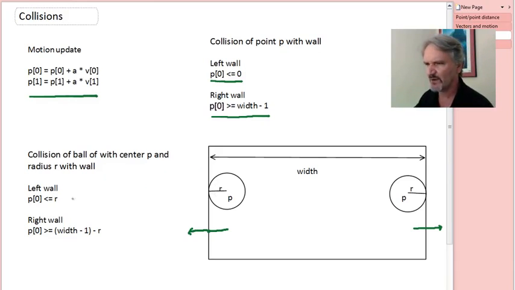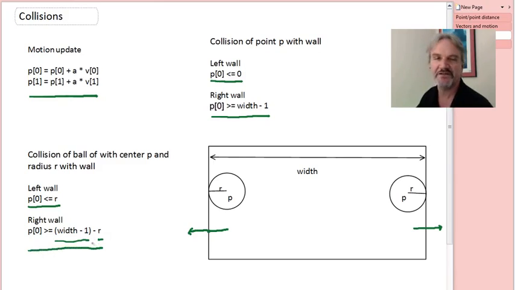So the condition that I want to use is something like p naught less than or equal to r. We can do a similar thing now when we're working with the right-hand side of the canvas. We can think about, okay, is the position of the ball r units or less away from the right-hand side of the canvas? If it is, then we're going to have to say it's hit the right-hand side of the canvas. So remember, the right-hand side is at width minus 1, so we subtract r from that. And so this is our condition that we come up with.